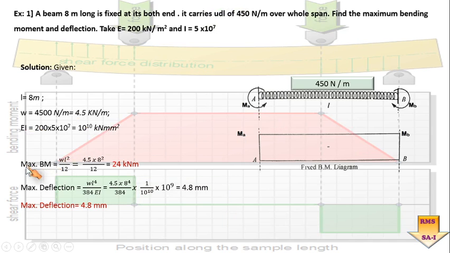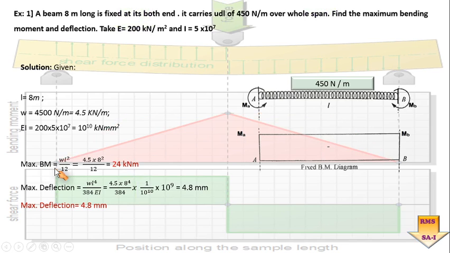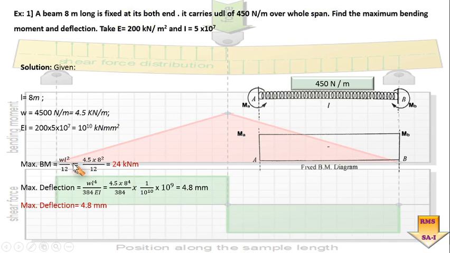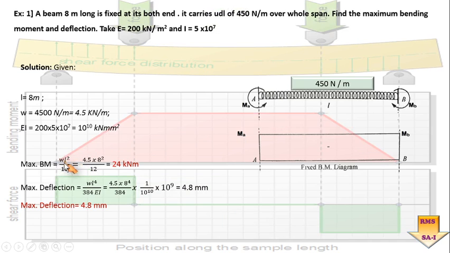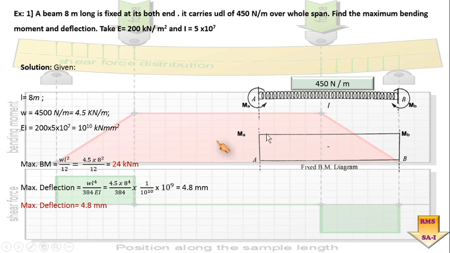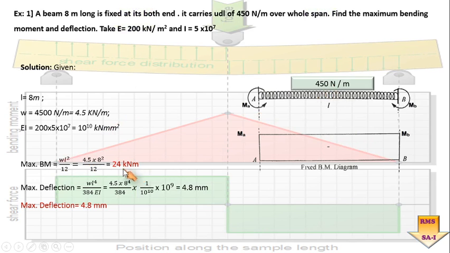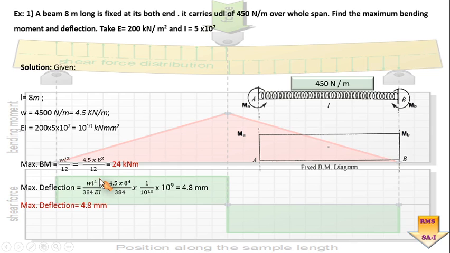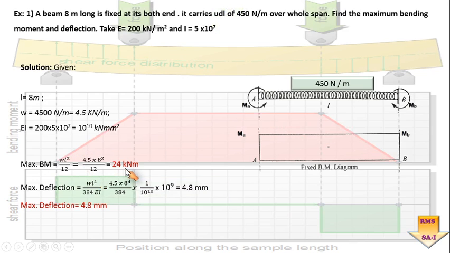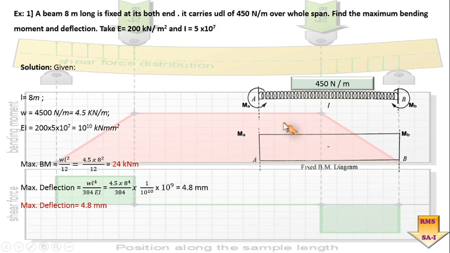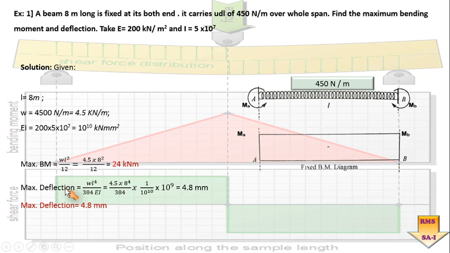So here we know that the maximum bending moment for this sort of beam has to be WL square by 12. Putting the values, 4.5 and 8 square divided by 12, we get 24 kilonewton meter as the maximum bending moment occurring in this sort of beam.